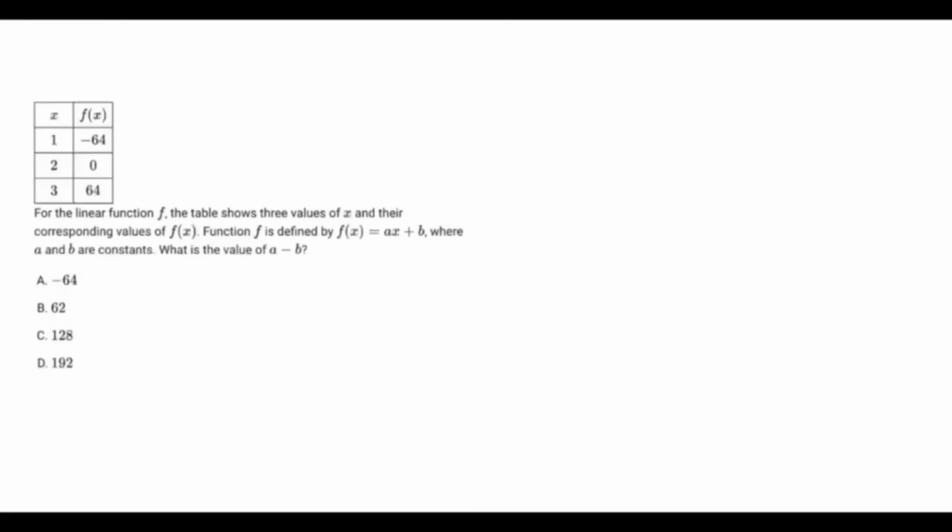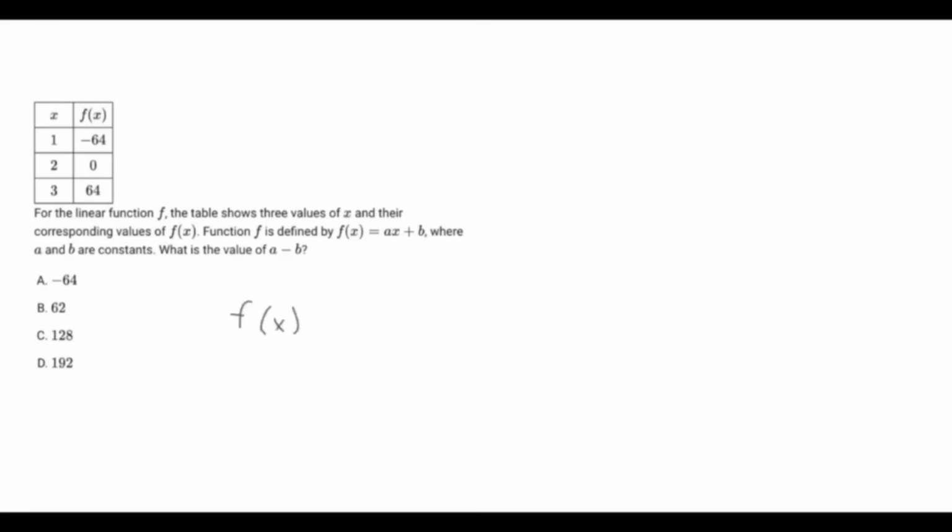It says for the linear function f, the table shows 3 values of x and their corresponding values of f of x. Function f is defined by f of x equals ax plus b, where a and b are constants. What is the value of a minus b? All right, so they give us 3 values of x. And so what we can do is actually make the function, right? Let's plot it out. So we have f of x.